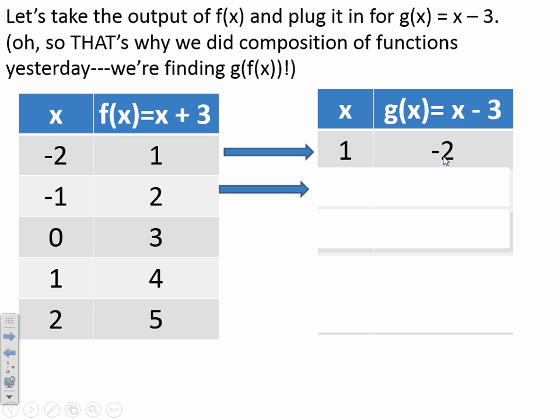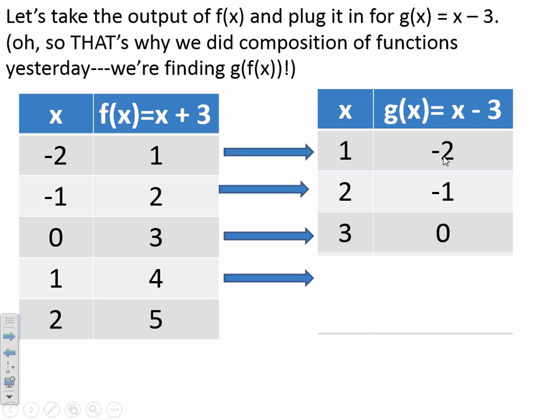Take my next output from f of x, 2, and make that my new input of g of x. Plug it in, 2 minus 3, I get -1. And so on and so forth. I plug all my outputs from f of x into g of x, and look at what happens. Compare what happened, what we started with, to what we ended with.